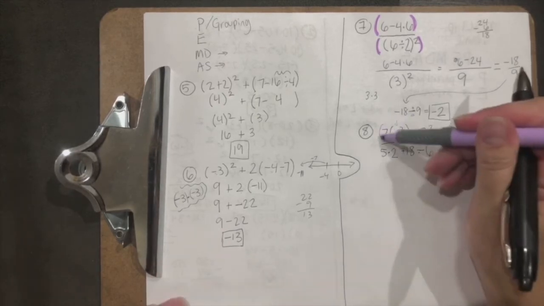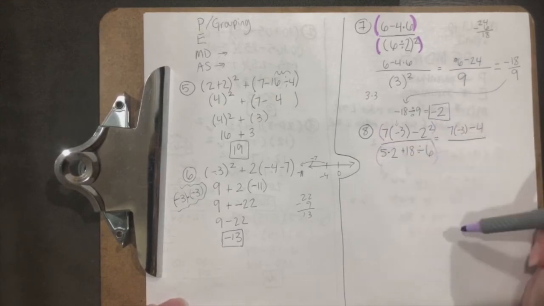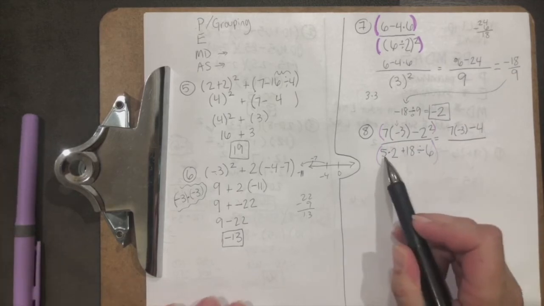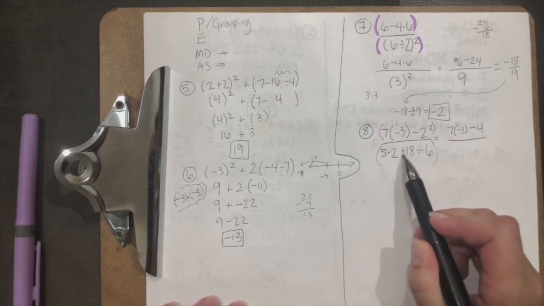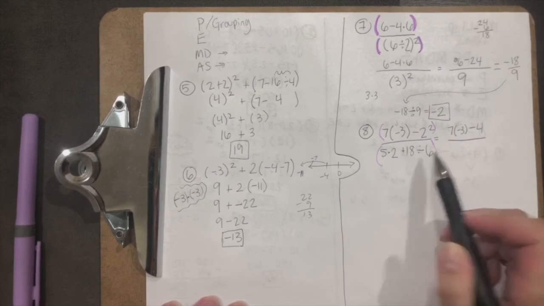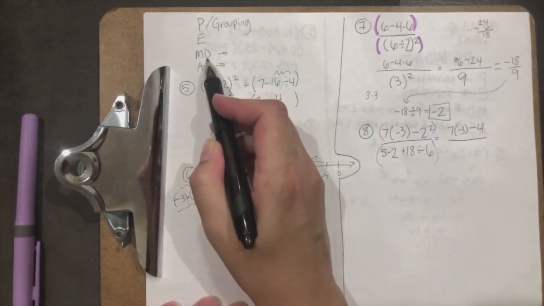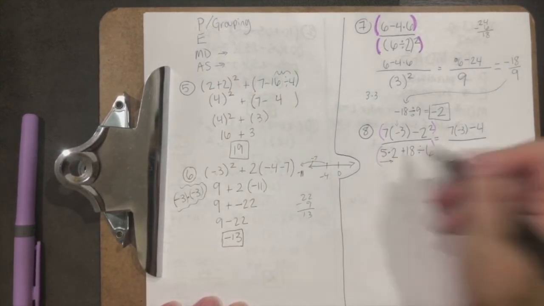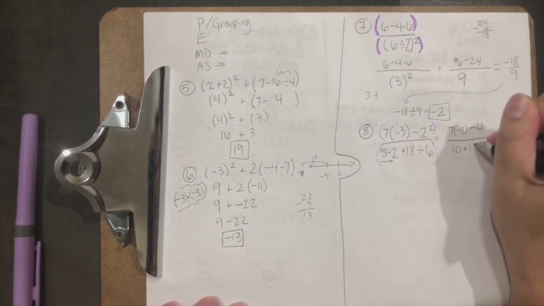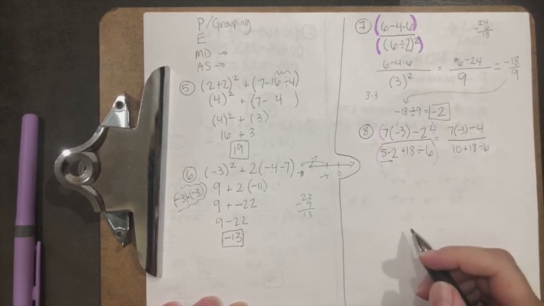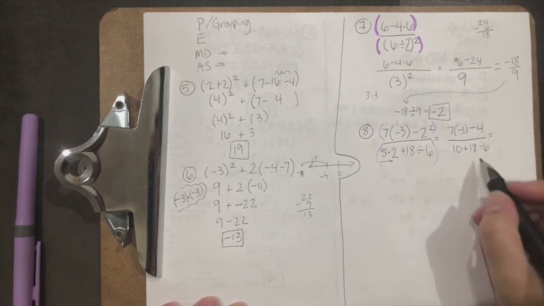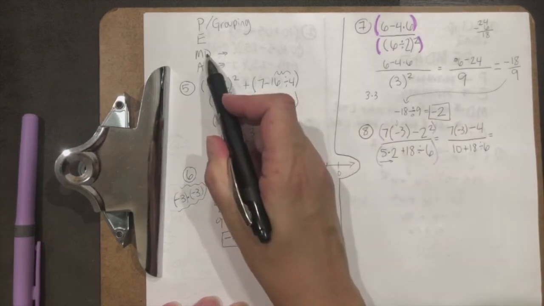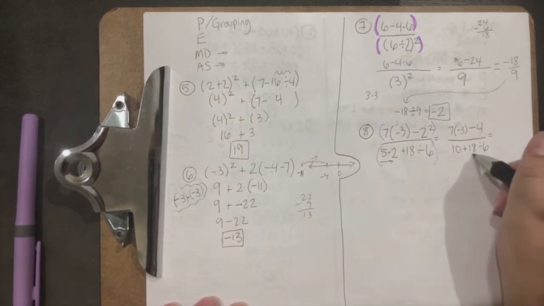Remember, we can do everything on top, we can do everything on bottom, and then we'll do the final division. So down here, we've got 5 times 2 plus 18 divided by 6. We're going to do multiplication and division in order from left to right. So we see this multiplication first. 5 times 2 is 10 plus 18 divided by 6. Now when we get to this point, we see 18 divided by 6 is division, which is a higher order on the list than this addition. So we've got to do this one first.